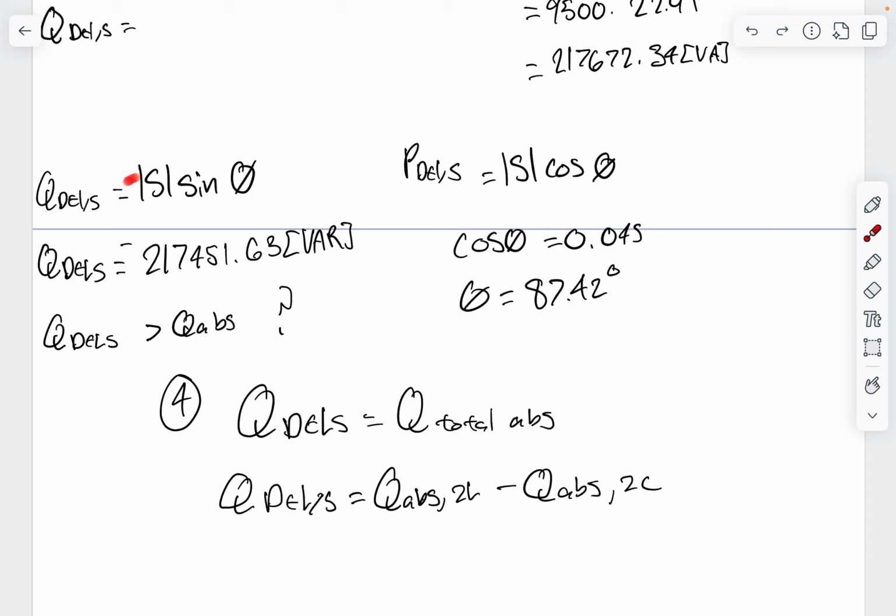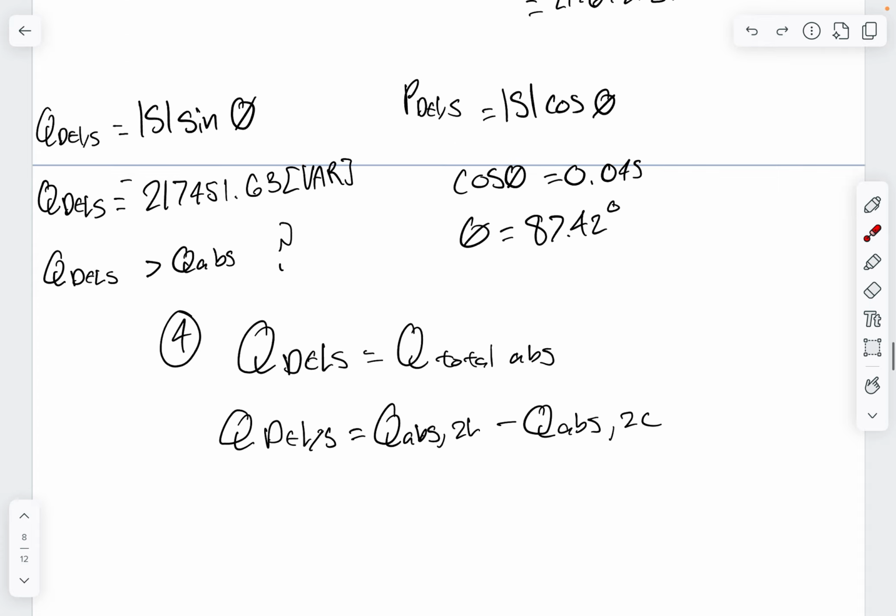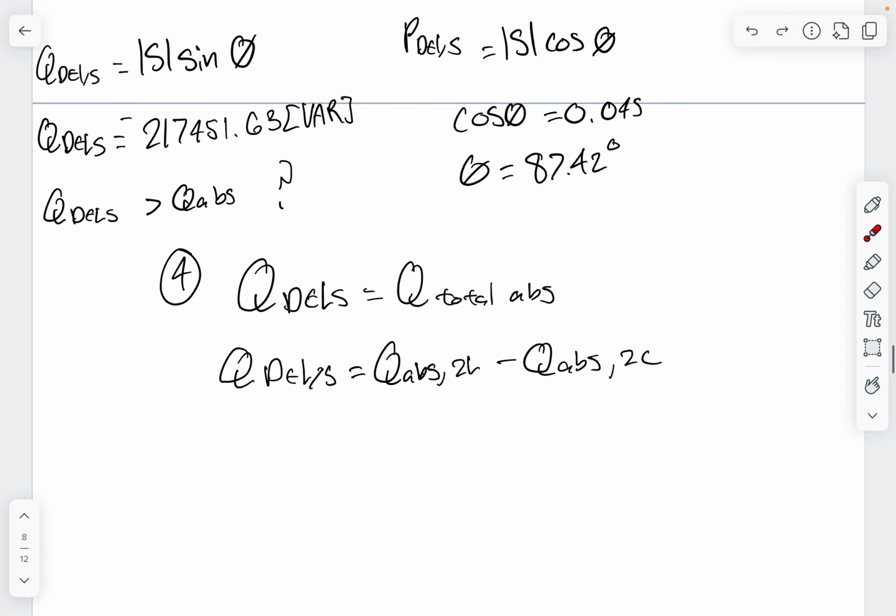which will make this negative. The reason why it didn't pop up is just because cosine doesn't care about sign convention. It could be positive or negative, it's still going to give you the same value. So it's important to look at your equation and see if it makes sense. We noticed that it doesn't make sense, so it's a good thing we caught that. Now we're able to proceed, and the power delivered is actually negative 217451.63 VAR.